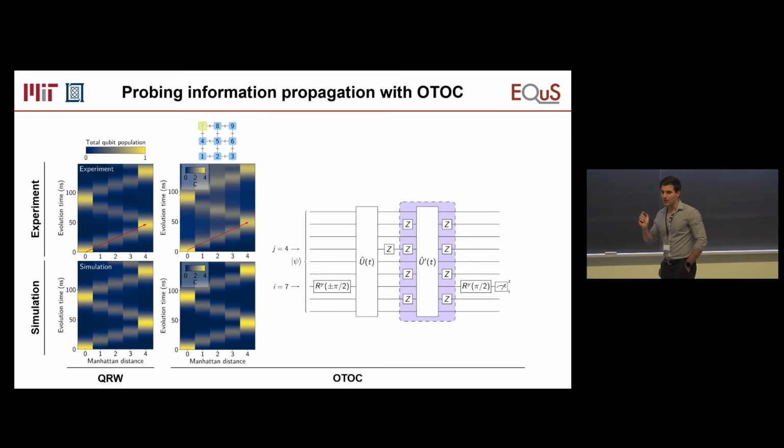Now, if we look at our out-of-time ordered correlators, we see that in the absence of any other particles, if I'm just looking at how information propagates through the same site that my quantum random walker was moving back and forth, the information propagation is identical to my particle propagation. And again, this makes sense with what we've seen so far. Entanglement, information, all of those propagate with the particle.